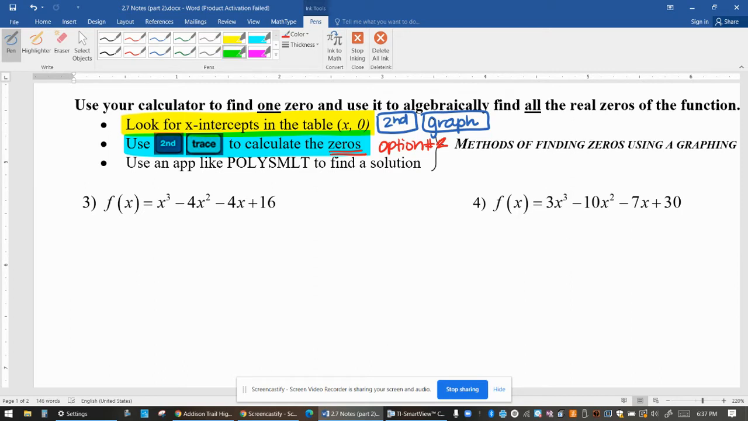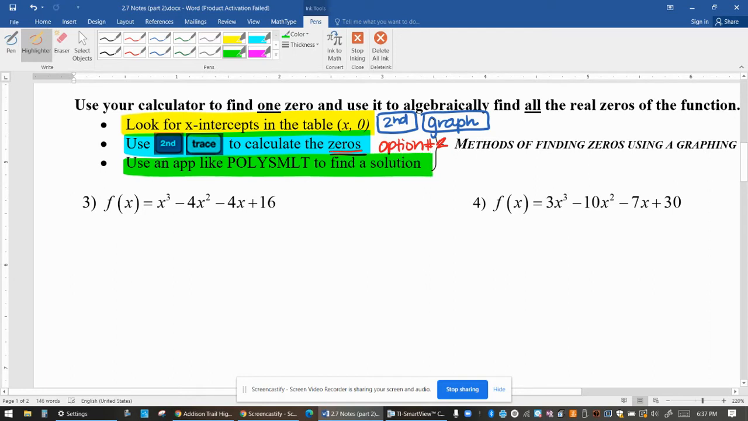Now, you might have forgotten, so I'm going to show you again. And then your previous advanced algebra teachers might have taught you that you can also use an app like PolySMLT to find a solution. It's an app that you download to your graphing calculator that tells you what the solutions or zeros are. So quick reminder that x-intercepts, zeros, and solutions are essentially the same thing. It's just how you write their answer that matters. Okay, so an x-intercept, you write it as an ordered pair. A zero and a solution, both of these are written as x equals a number.